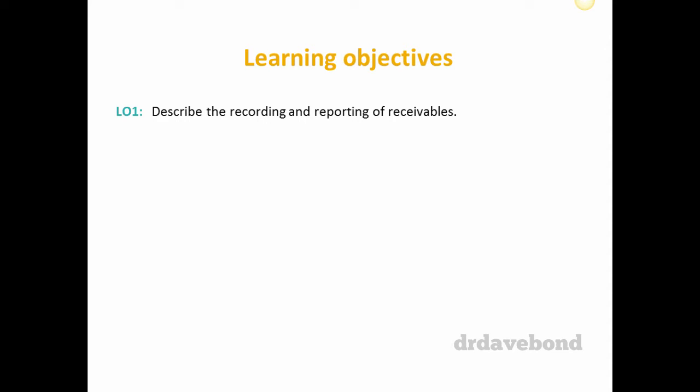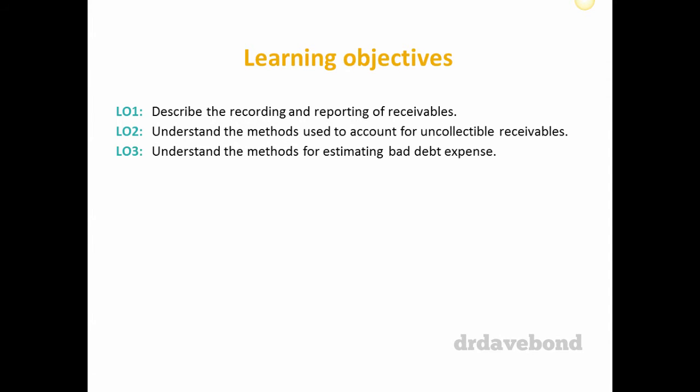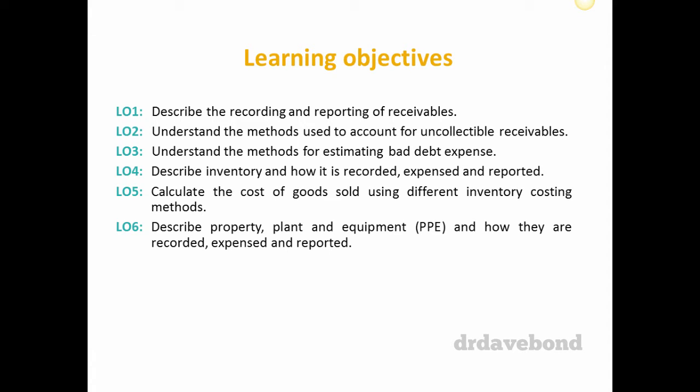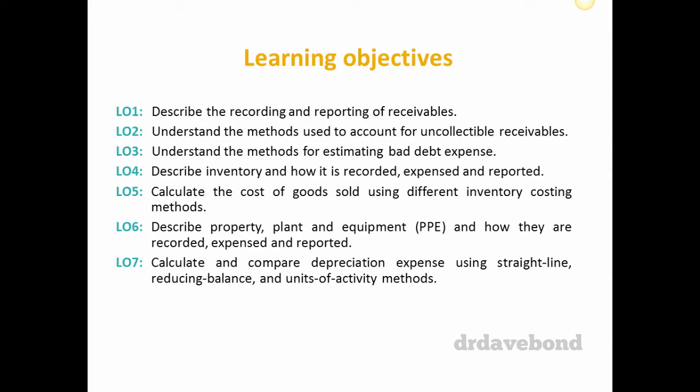So describe the recording and reporting of receivables. Understand the methods used to account for uncollectible receivables. Understand the methods for estimating bad debts expense. Describe inventory and how it's recorded, expense reported. Calculate the cost of goods sold. Describe property, plant, and equipment. Calculate depreciation methods and how we get rid of it. So it's kind of like bringing inventory in, selling it, bringing property, plant, and equipment in, using it, selling it. It's almost like a life cycle aspect to these different things.